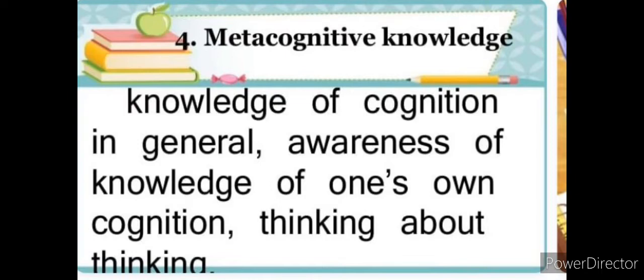And the last one is metacognitive knowledge. It is a knowledge of cognition in general, awareness of knowledge of one's own cognition, or thinking about thinking. It also refers to what learners know about learning. So the learner's knowledge of their own cognitive abilities and the learner's knowledge of a particular task. And it includes planning how to approach a learning task.